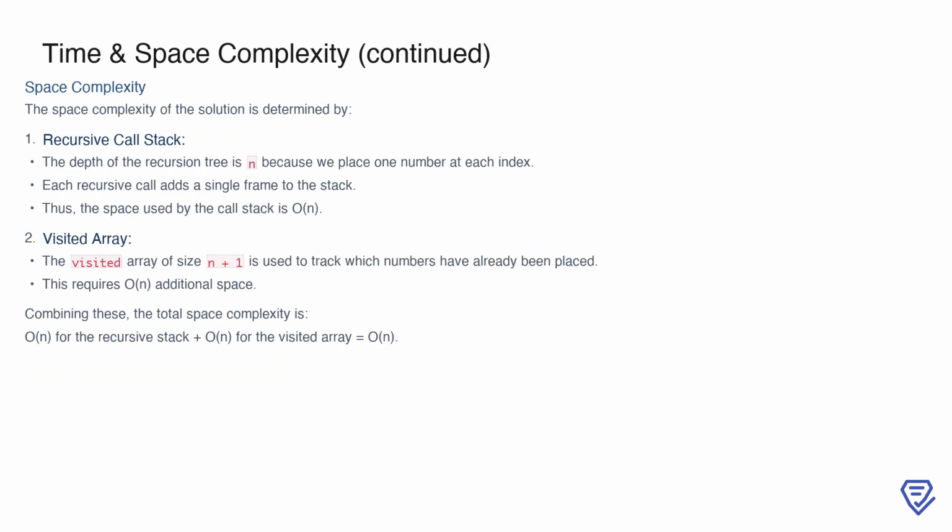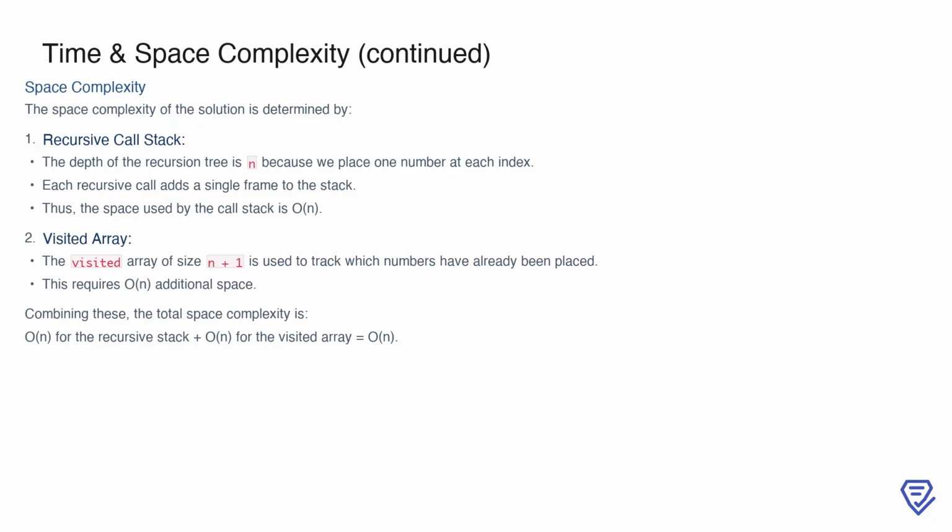Now, let's analyze the space complexity of the solution. This is primarily determined by two factors. The first is the recursive call stack. Since the depth of the recursion tree corresponds to the number of indices, or n, each recursive call adds one frame to the stack. Therefore, the space used by the call stack is proportional to O(n).